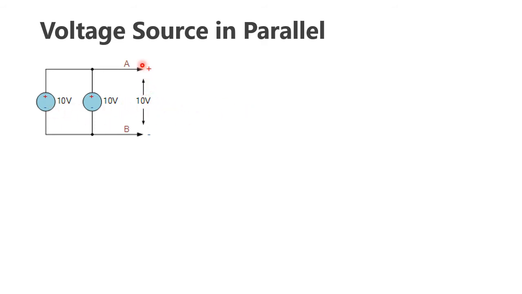Here the important thing to note is that how many batteries are connected in parallel doesn't matter. There are two important things. First, all the batteries should have the same voltage level. The second thing is that the terminal voltage will be the same as the voltage of one battery.